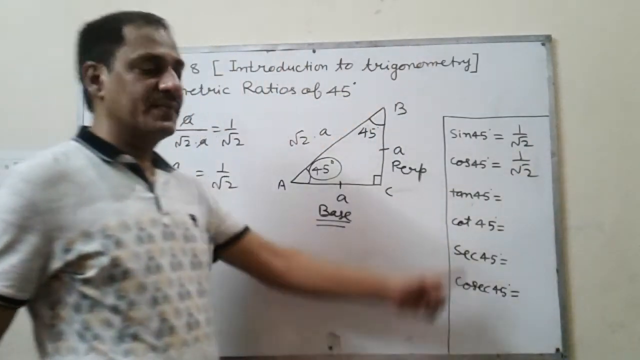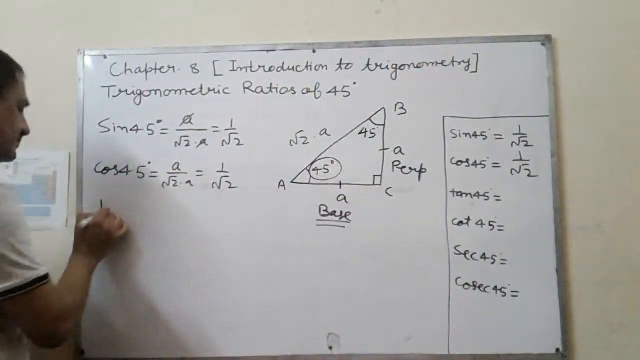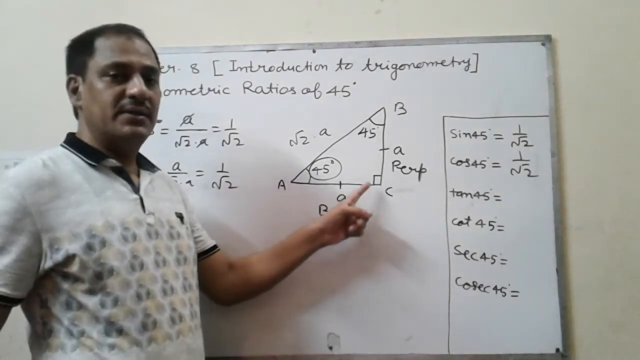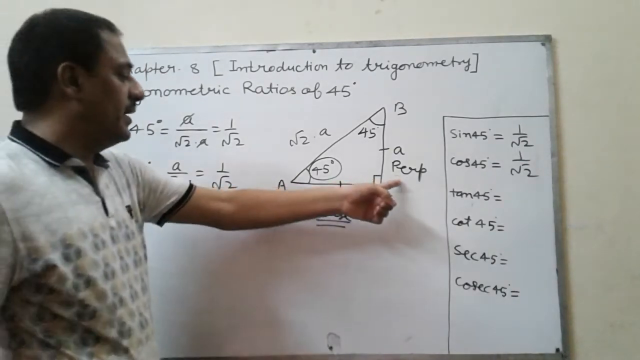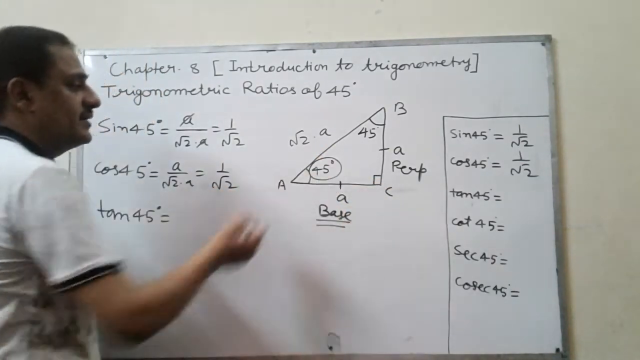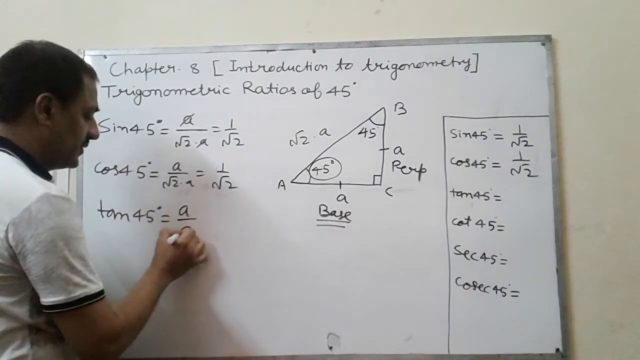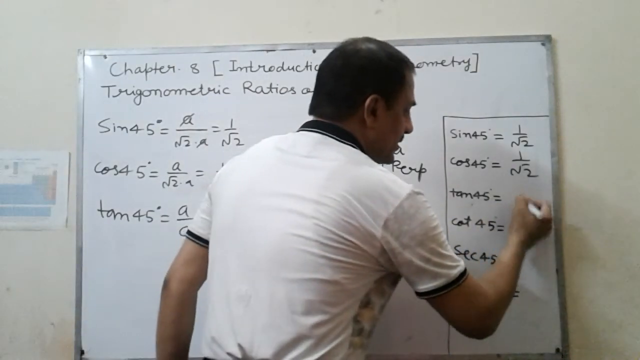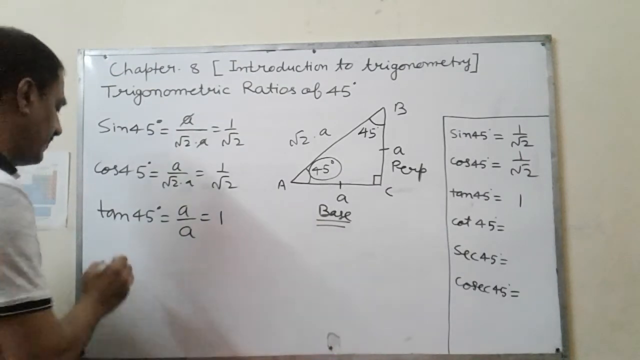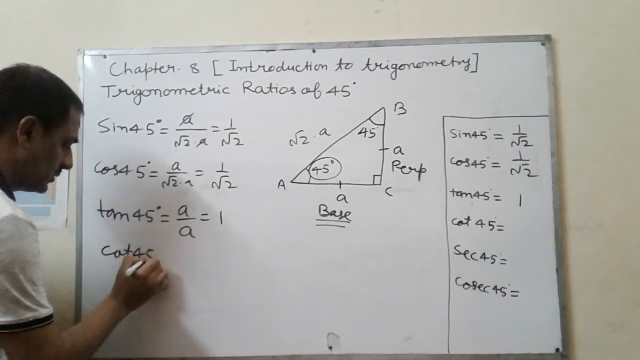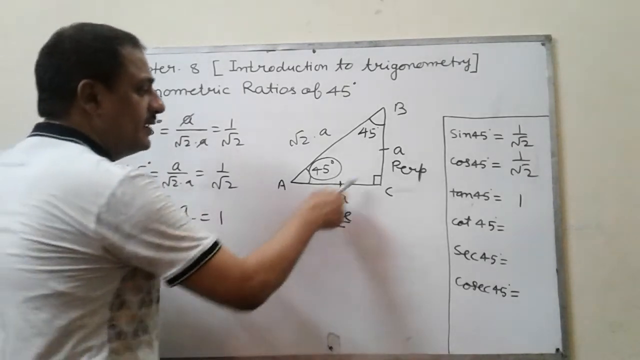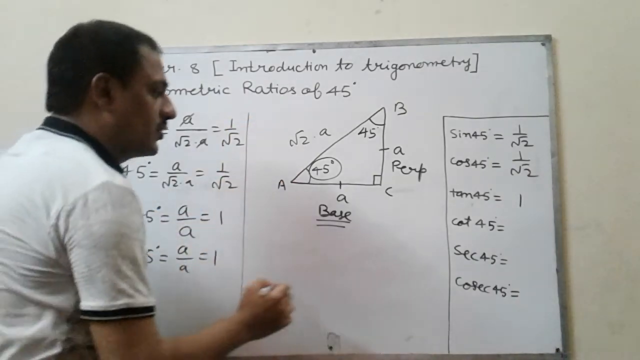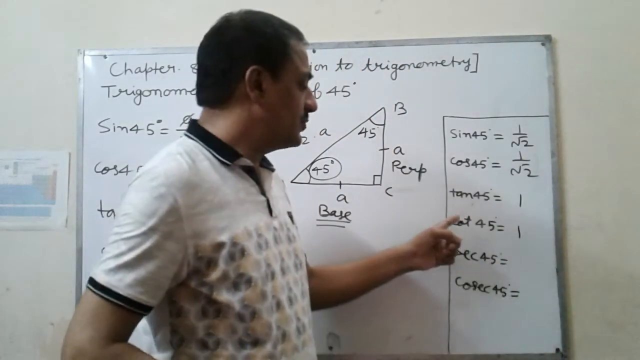Now I am going to find the value of tan 45 degree. Tan 45 degree is equal to, you know that in case of tan, perpendicular upon base. Here the length of perpendicular is A unit and the base is also A unit. It will become 1. Now the value of tan 45 is 1. Cot 45 is base upon perpendicular, A upon A is equal to 1. The value of cot 45 will also be 1.